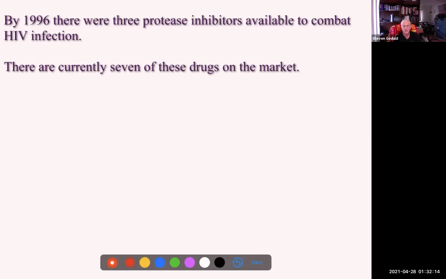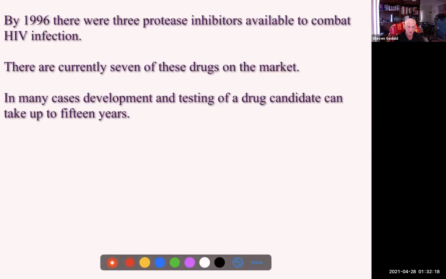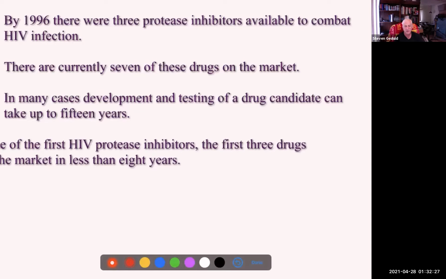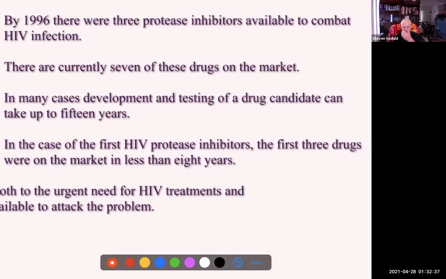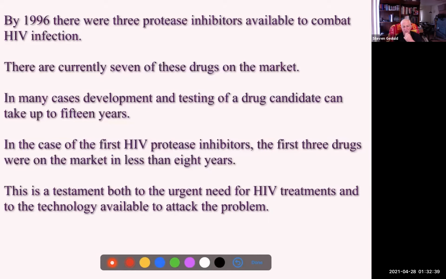There are currently 7 of these drugs on the market today. In many cases, development and testing of a drug candidate can take up to 15 years. It's not a fast process, because there are a lot of things you have to check for. In the case of the first HIV protease inhibitors, the first 3 drugs were on the market in less than 8 years after the discovery of HIV. This reflects the urgent need for HIV treatments and the technology that was available.